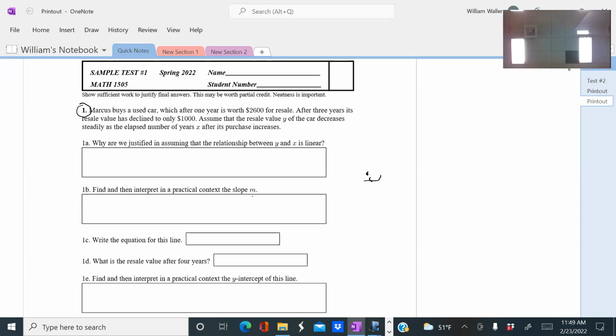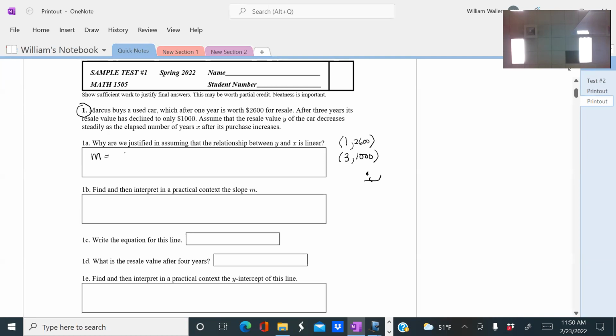Those two points are not explicitly given to you as coordinates, but they're easy to deduce from the information you've got. So what are two points on this line? One, 2,600, when the elapsed time is 1. One year after purchase, the resale value is 2,600. But 3 years after, it's gone down to 1,000. So there are two points on that line, and you can use that to calculate the slope easily.